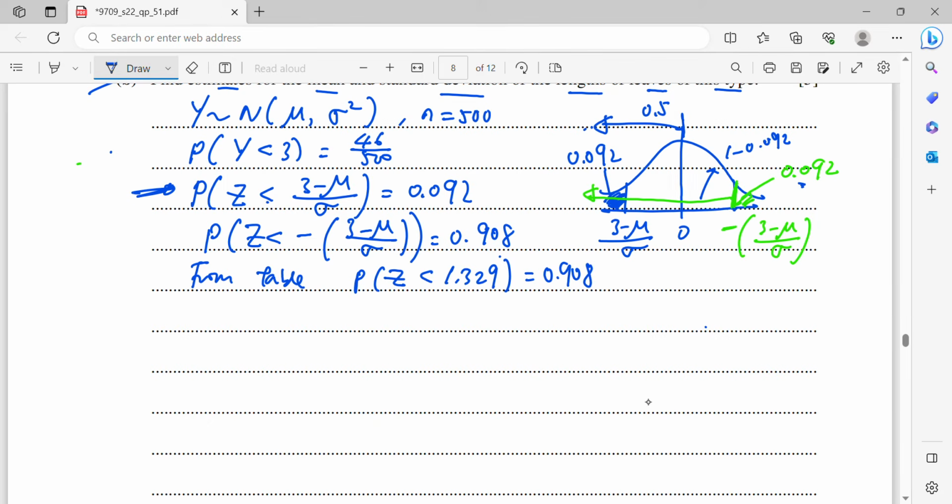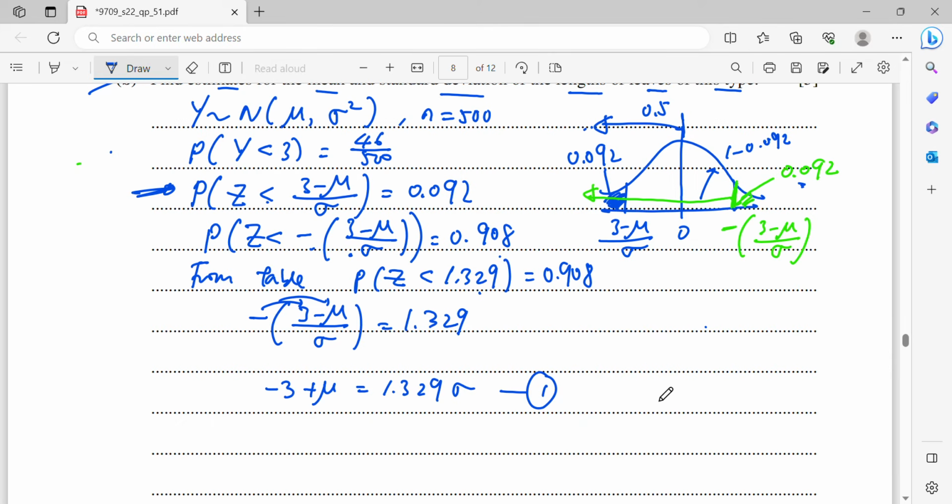That means now I compare. Negative of the bracket equals 1.329. Then I will get negative 3 plus mu. I multiply by the minus, and then the sigma moves to the other side, equals 1.329 sigma. This is my first equation. After you have done up to here, only then you consider the next probability.